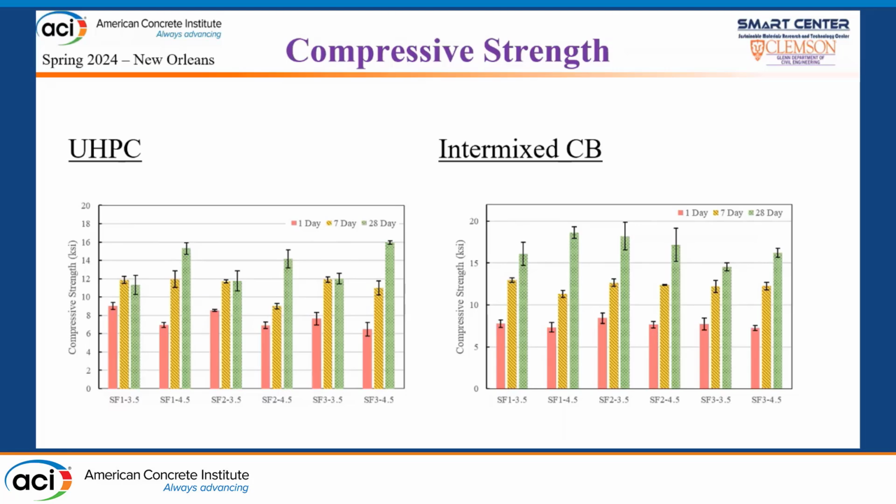Some preliminary results that we did using steel fibers indicated that we would get about a 15 to 20% increase in our compressive strengths. So we're hoping that'll carry out as well for intermix mixes.